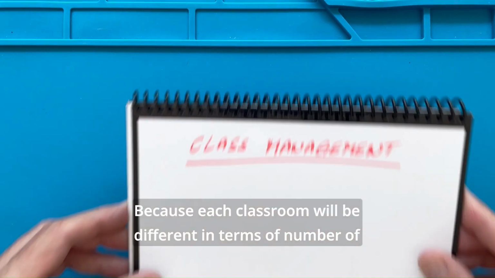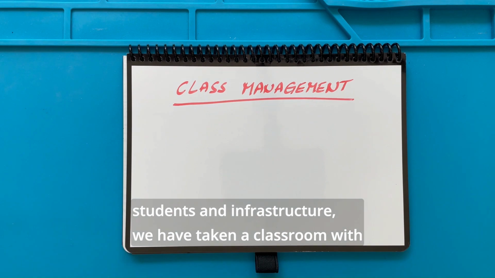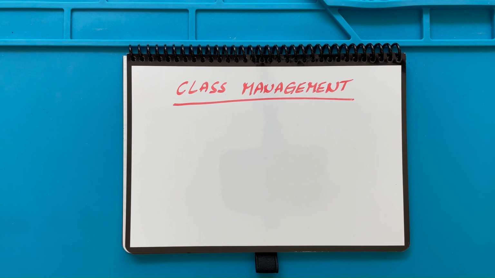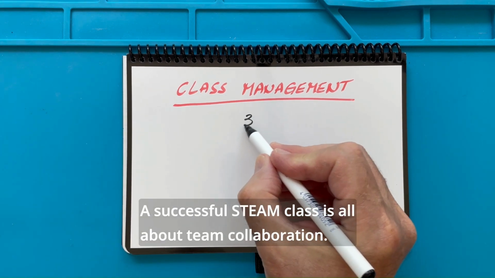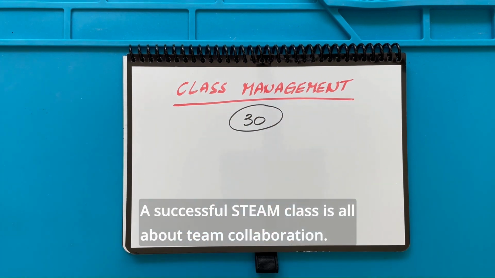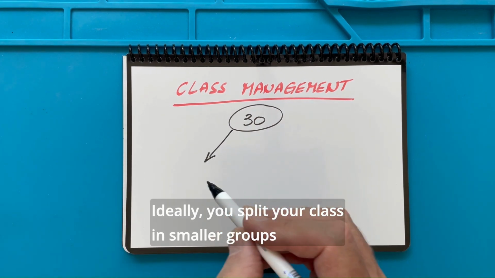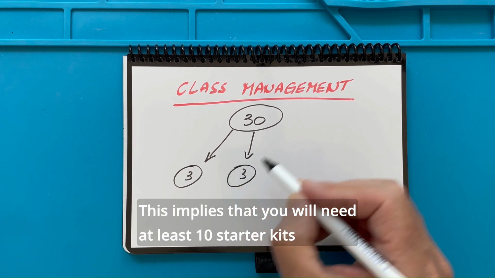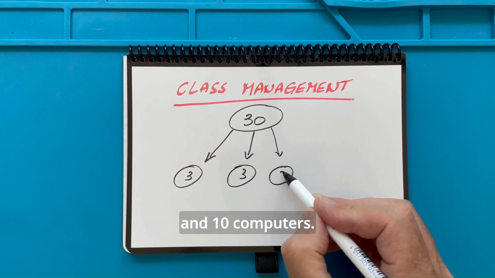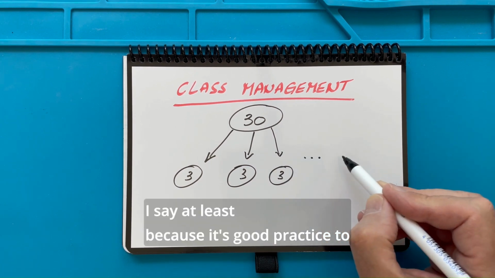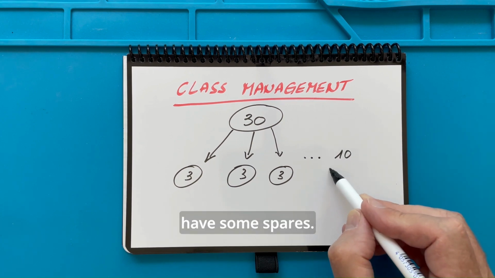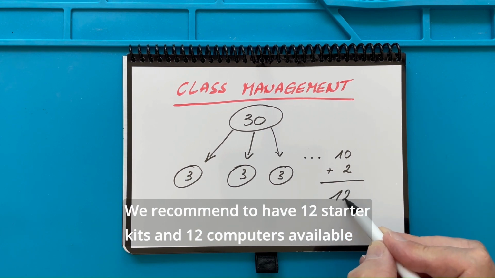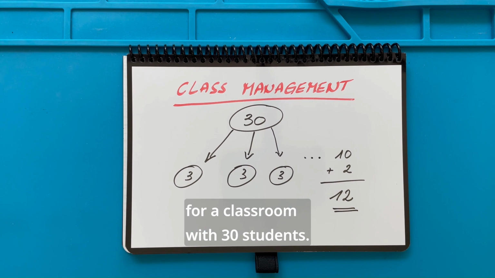Because each classroom will be different in terms of number of students and infrastructure, we have taken a classroom with 30 students as our reference. A successful STEAM class is all about team collaboration. Ideally, you split your class in smaller groups of 3 students. This implies that you will need at least 10 starter kits and 10 computers. I say at least because it's good practice to have some spares. We recommend to have 12 starter kits and 12 computers available for a classroom with 30 students.